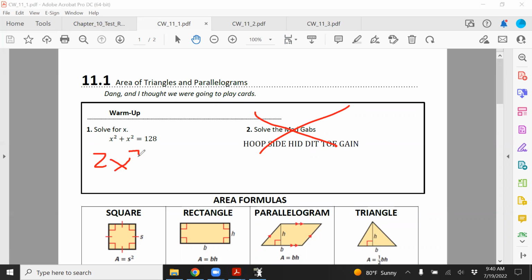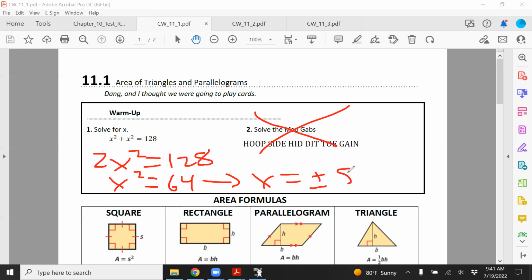This right here, hopefully you recognize that you can combine like terms. That's just a good warm-up. Good warm-up solving equations, right? Equations with squared terms. x squared plus x squared is 2x squared. Divide by 2. What's x squared going to equal? 64. What's x going to equal in this case? Plus or minus 8. It's plus or minus 8 because it could be negative. That is a possibility. So we have to acknowledge that.